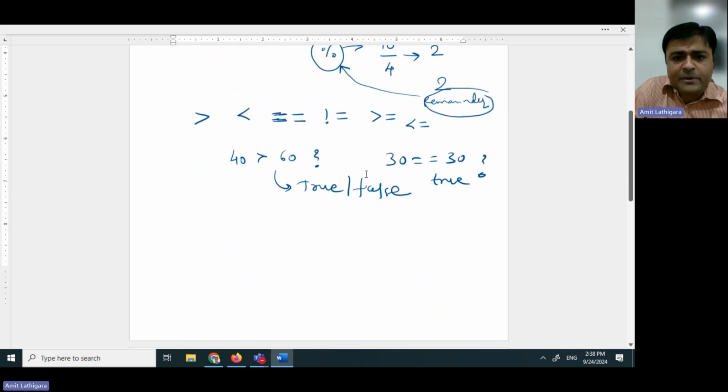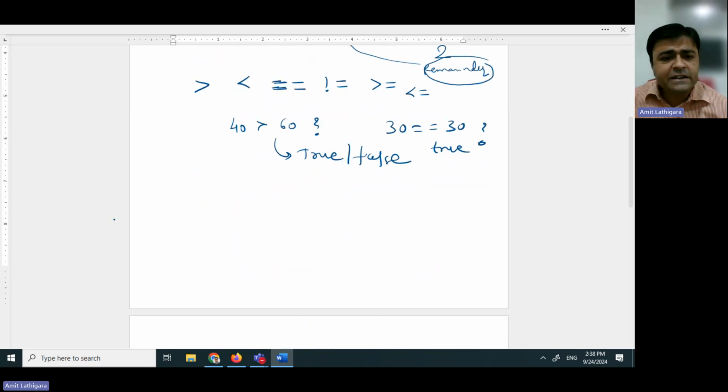Second is relational operators. The third category is logical operators, where we have logical AND, logical OR, and logical NOT. In some programming languages, logical AND is considered as two ampersand signs, the pipe symbol twice indicates OR, and negation is NOT.